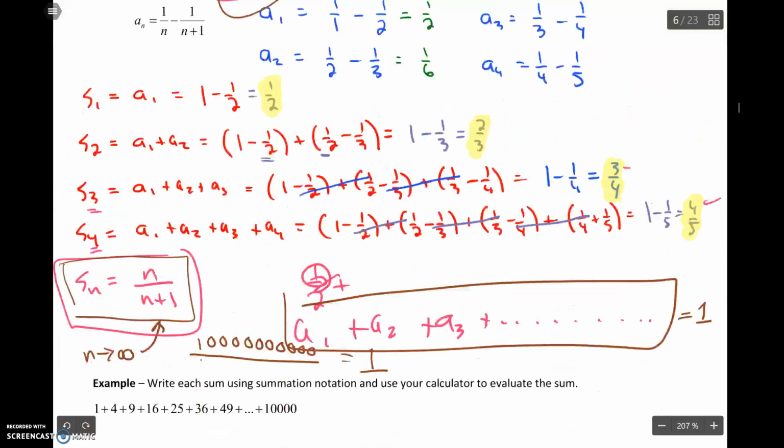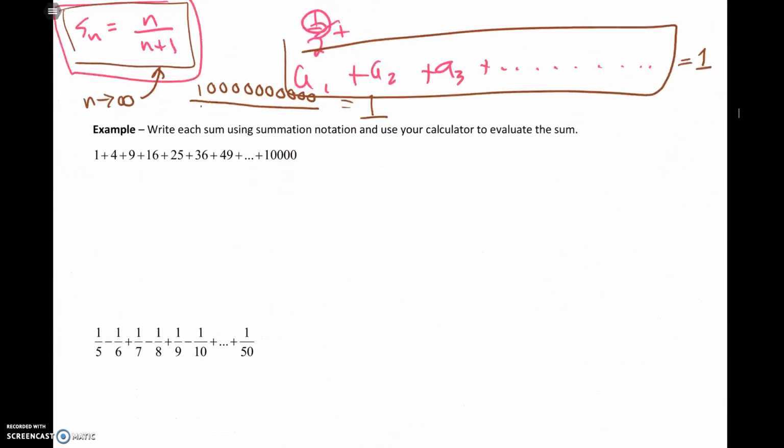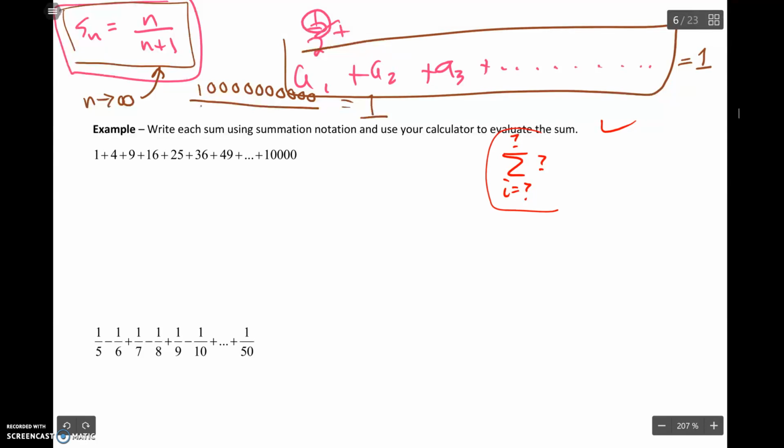Write each sum using summation notation. So these are a little challenging. You need to use summation notation, i equals something to something of something. So we're trying to write down this finite sum in a shortened form using this notation here, okay?